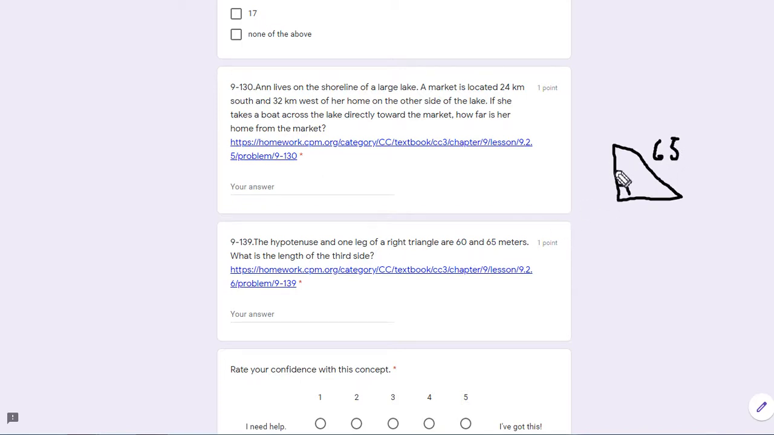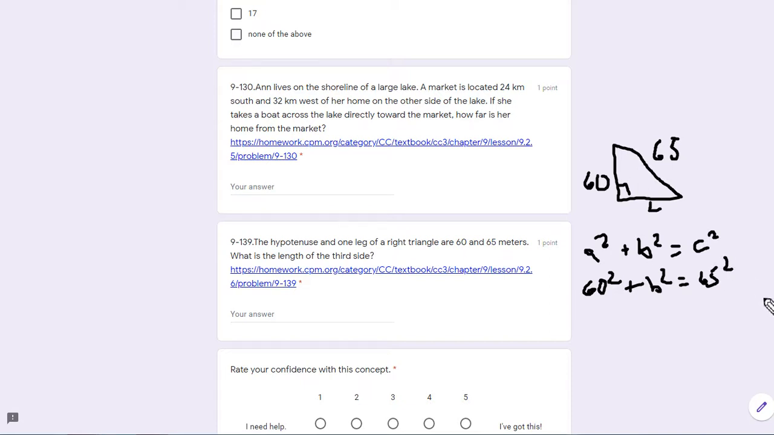Now the 60, it doesn't matter which leg it goes on. So let's just put it over here because it really doesn't matter to me. Okay, so here we go. Plug it in. I know that I have a squared plus b squared equals c squared. I know that one of my legs is either going to be a or b. We have our missing side. So let's go ahead and put 60 in a. Doesn't matter, I could have put it in b. We're just going to leave our b squared here. And we know our c squared is 65 squared.